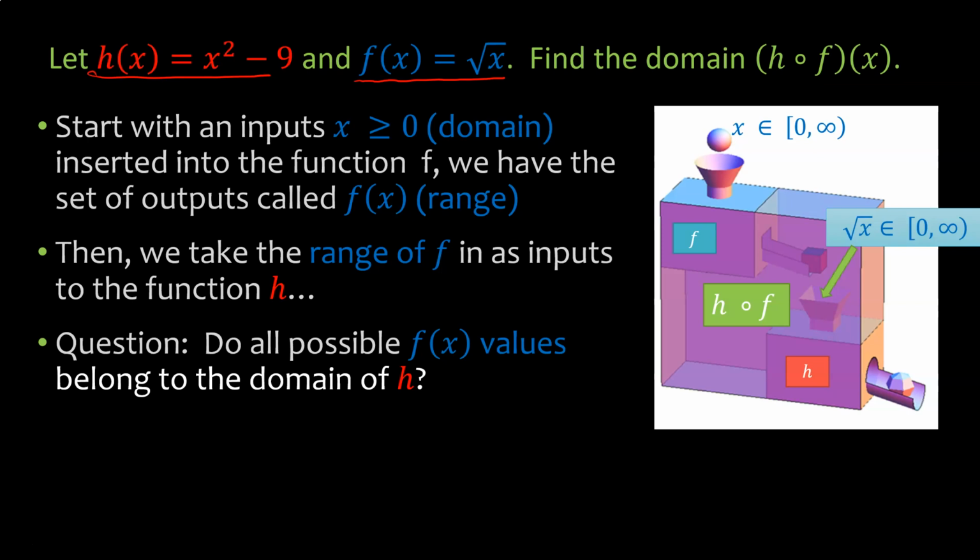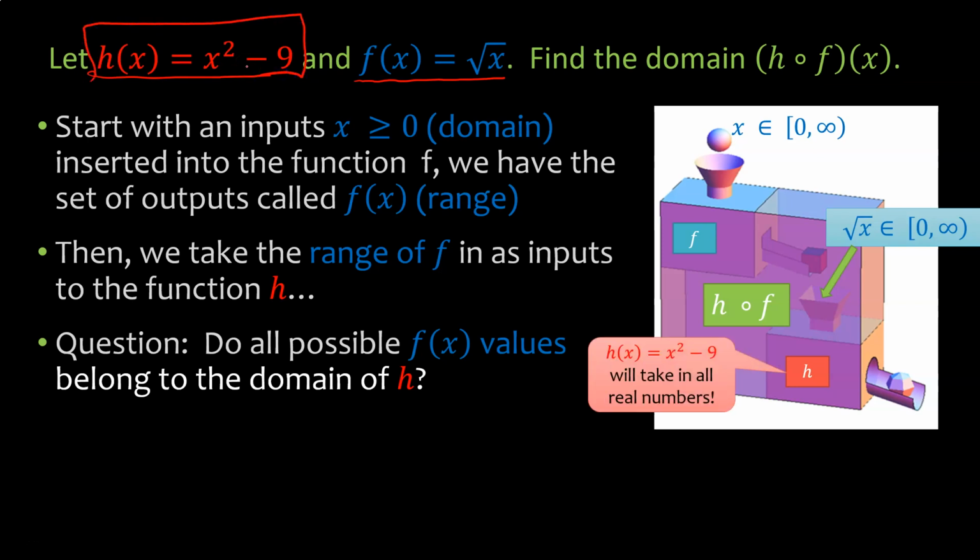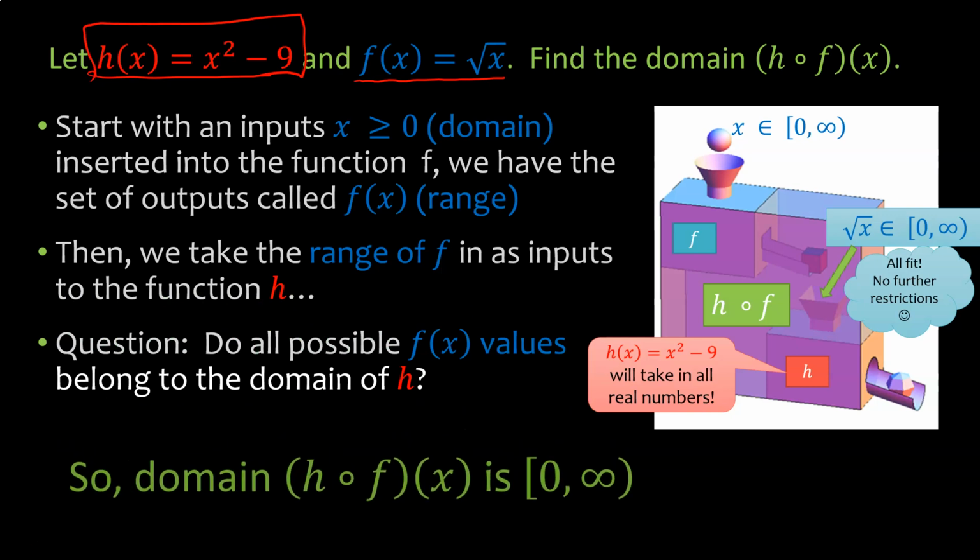Well, let's see what h will take. H of x is x squared minus 9. It has no restrictions because the domain is all real numbers. So h of x will take in all real numbers, which, hey, all fit, no further restriction. That's great. So the domain of the composite function is just going to be what we started out with, 0 to infinity. Okay, so pause and digest that information before you move on.